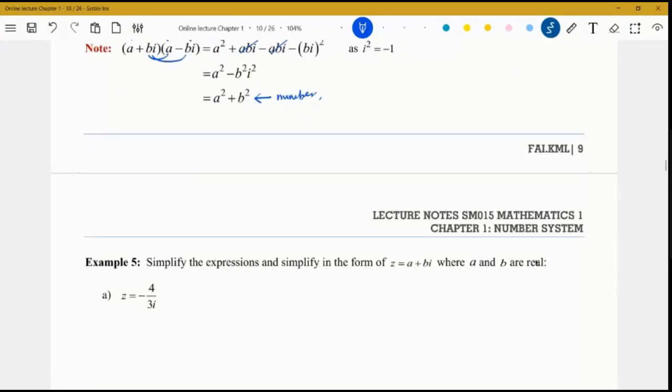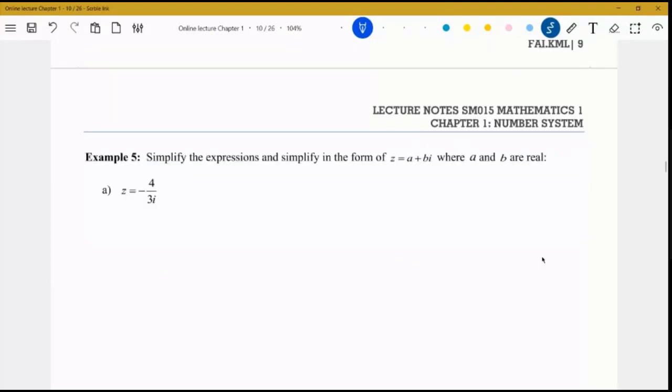Okay, example 5. So we have to simplify in the form of Z equal to A plus BI, where A and B are real. Okay, so dia beri complex number adalah negative 4 over 3I. So you have to multiply with the conjugate. Okay, so kalau kita ada Z equal to 3I, conjugate kita apa?